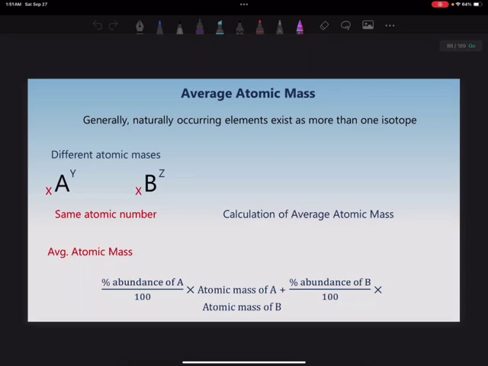Now the denotation of a particular nucleus. For example, for the element X, the atomic number is Z and the mass number is A.